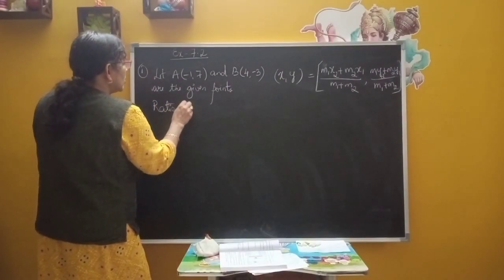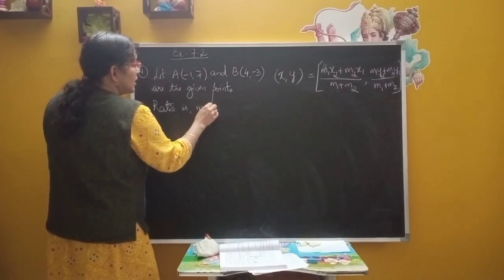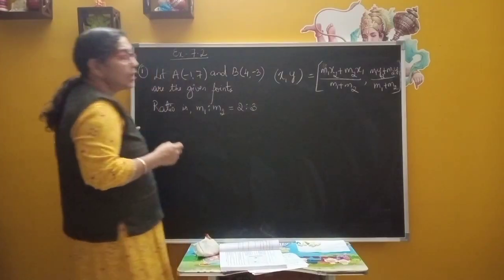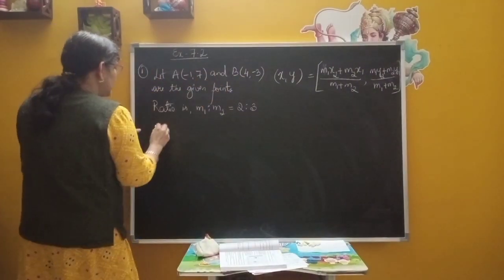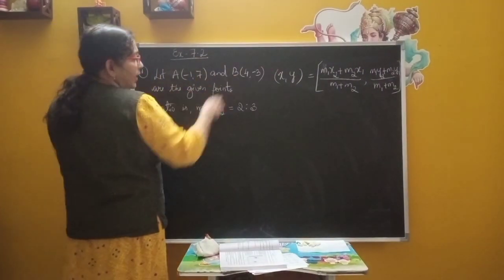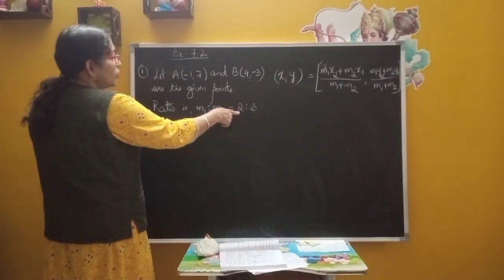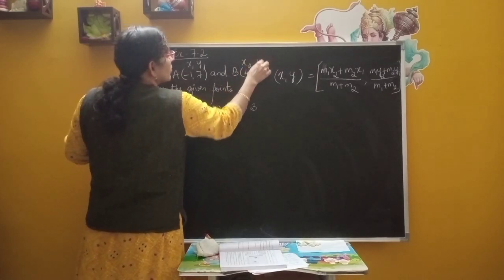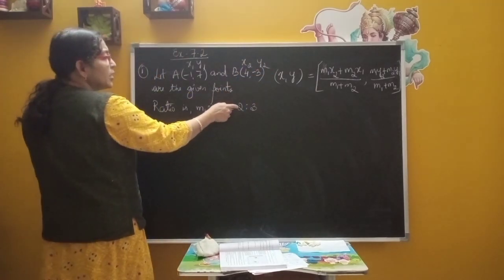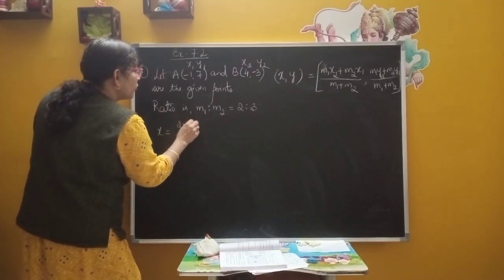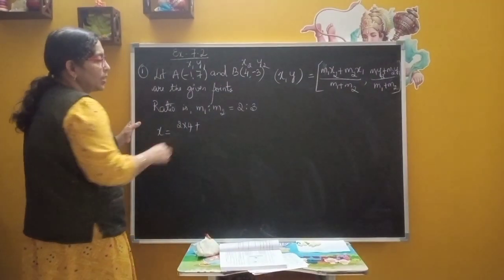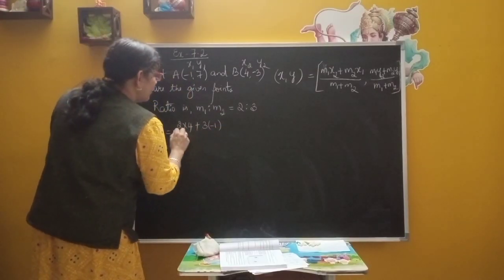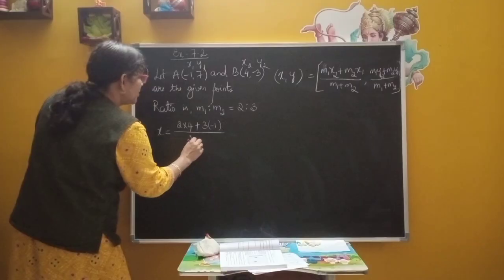Ratio is, that is m1 is to m2 is equal to what? 2 is to 3. Okay, let us solve the problem now. So first point, x is equal to yes, m1 x2. Here m1 is 2. Which is x2? This is x1 y1. Here x2 y2. Okay, so m1 x2 is 2 into 4, plus m2 x1. m2 is 3. x1 is minus 1 divided by m1 plus m2, that is 2 plus 3.